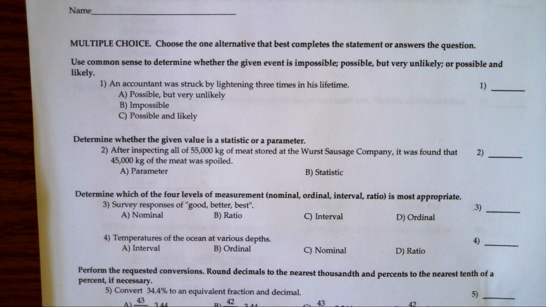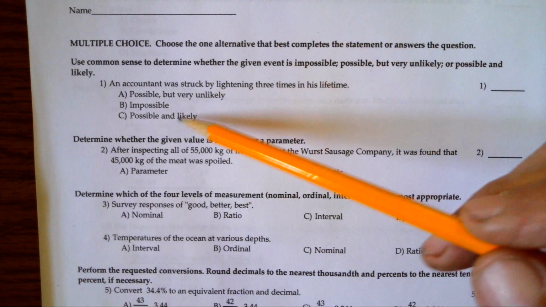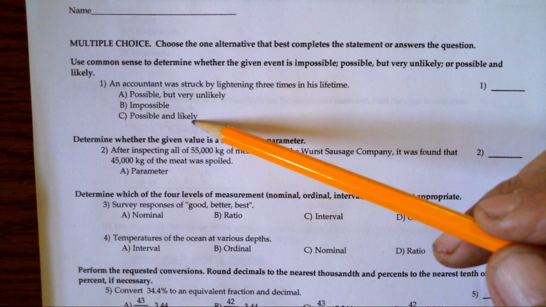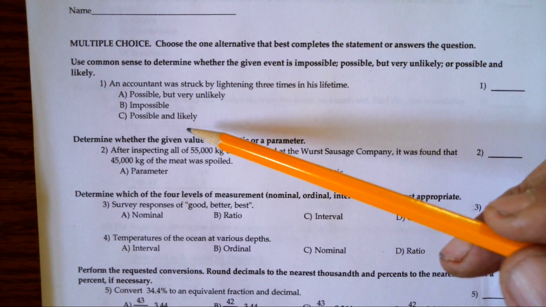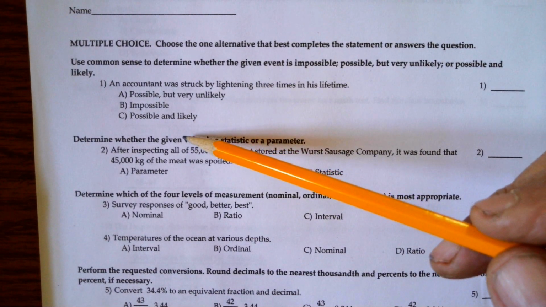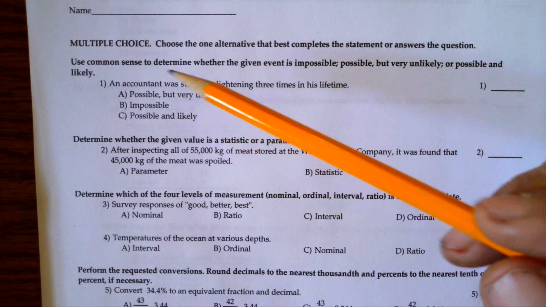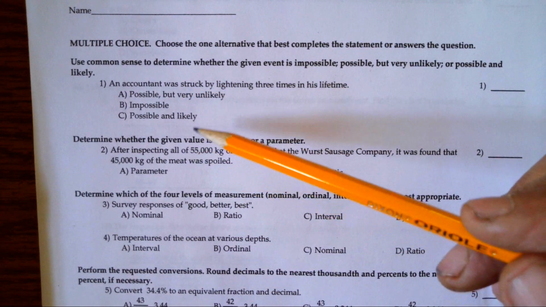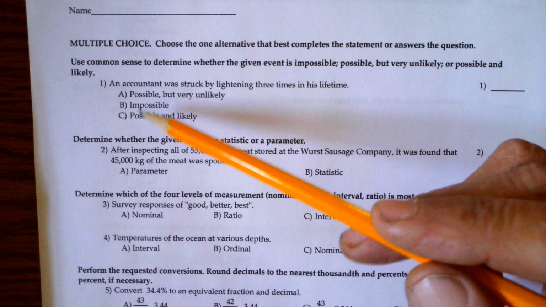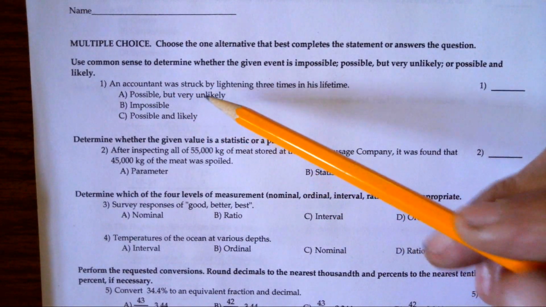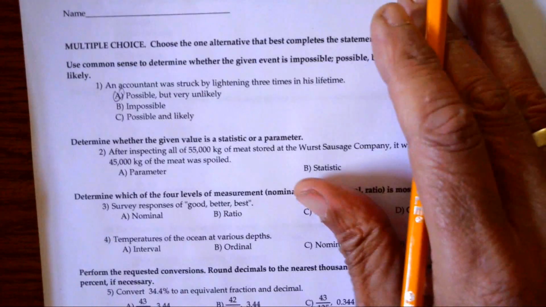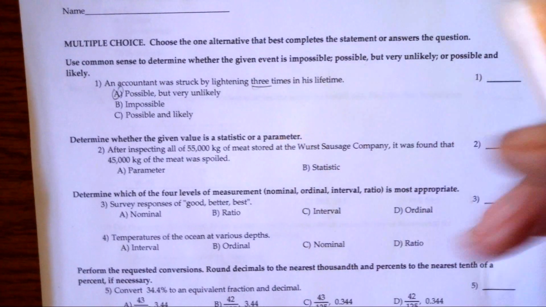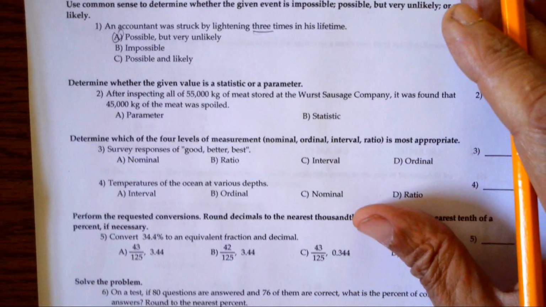Number 1, an accountant was struck by lightning 3 times in his lifetime. Well, it's not possible and likely. In the United States, there's only about 270 people every year that get struck by lightning. And worldwide, there's only about 2,000 every year. So it's not impossible, but very, very unlikely to get struck by lightning once, let alone 3 times. It ain't going to happen.